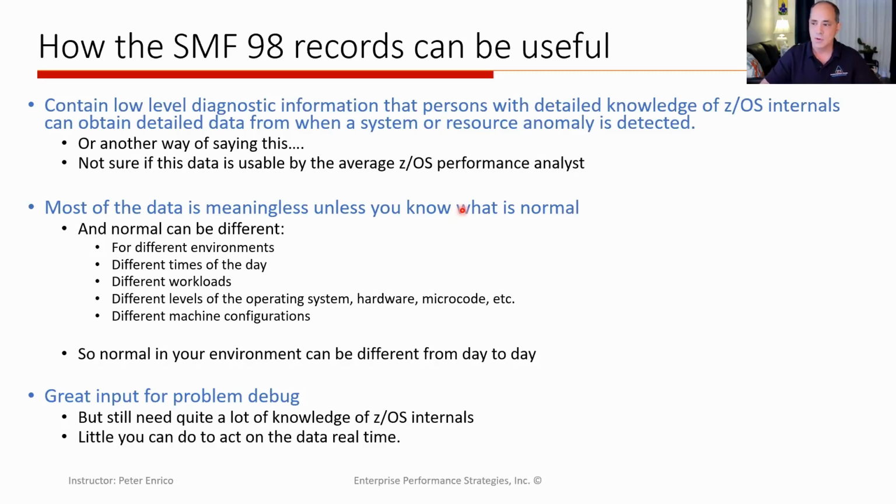So just remember, when you look at these measurements, you have to understand what normal is, because looking at queue depth is not enough. You have to understand what your queue depth is relative to what your system is and your technology. These measurements can vary greatly by environment, by times of day, by workloads, by operating system, by machine configurations. So always make sure you look at these measurements in the context of the environment you're running in. But again, they're great for performance analysis and performance debug.